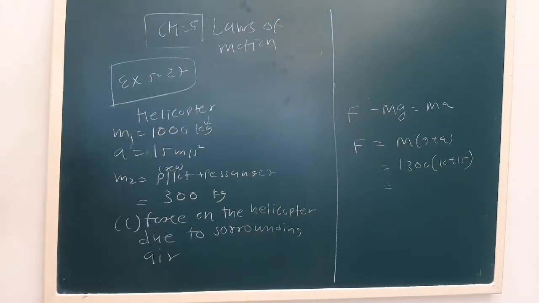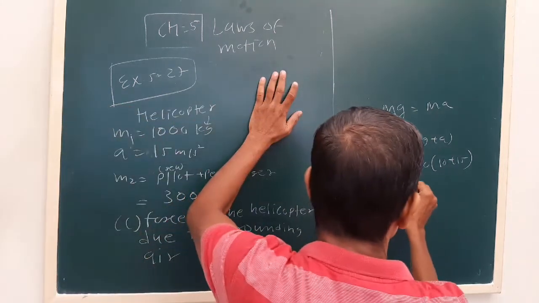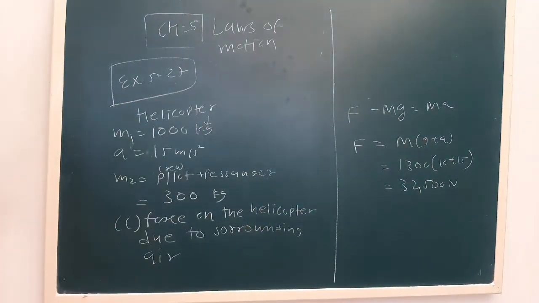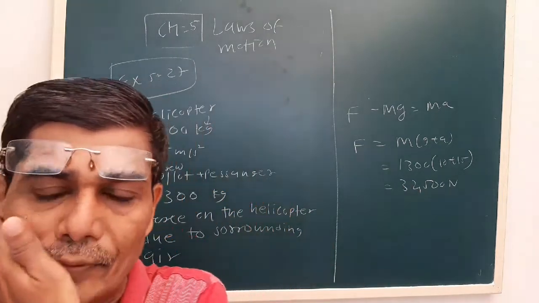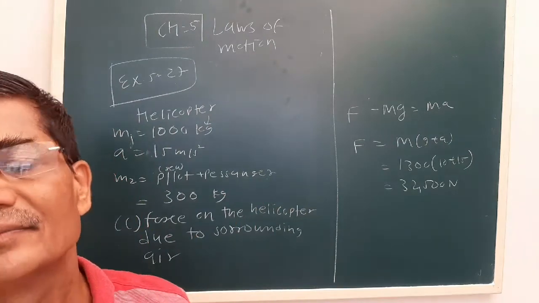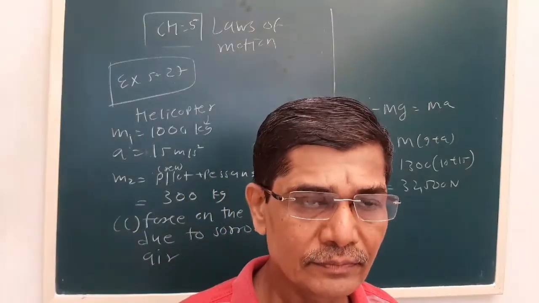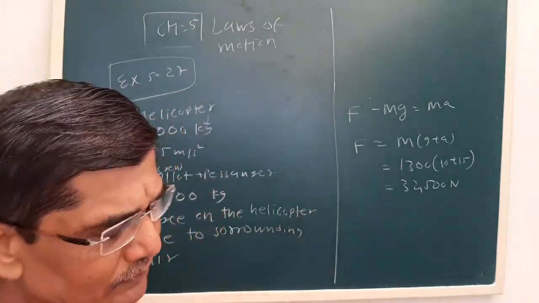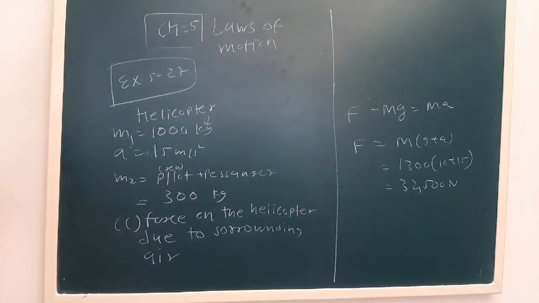Okay, see the value we obtain as 32550. Okay, so this is how we can solve. Also by Newton's third law, whatever the force exerted by rotor on the surrounding air, same force will act by the surrounding air on the rotor. So here the same calculation, we get the answer. So this is about the exercise number 5.27.